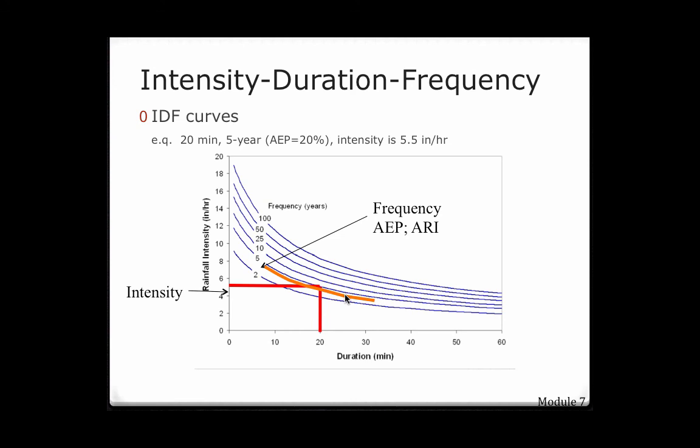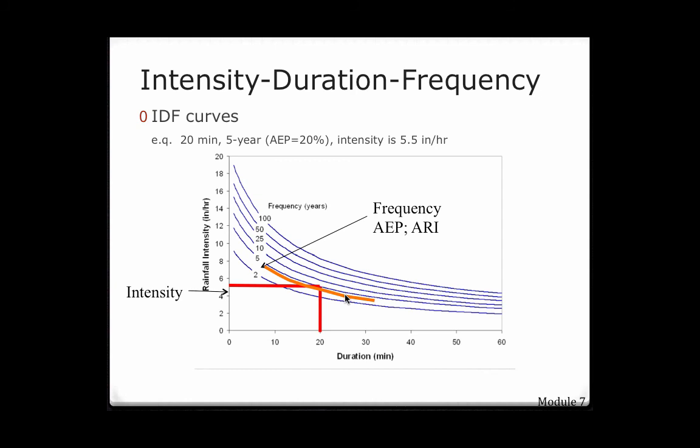So for example, the family of curves is shown here: 2, 5, 10, 25, 50, 100. Those represent annual recurrence intervals, 2-year, 5-year, 10-year, or the reciprocal of those is the annual exceedance percentile. And then the left axis is the intensity in inches per hour, at least as shown here, and the horizontal axis is duration, in this case in minutes. And so the 20-minute, 5-year intensity is 5.5 inches per hour, after I've moved my lines around a little bit to where they're supposed to be.